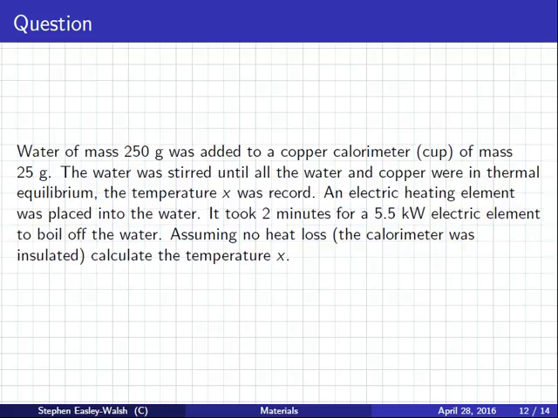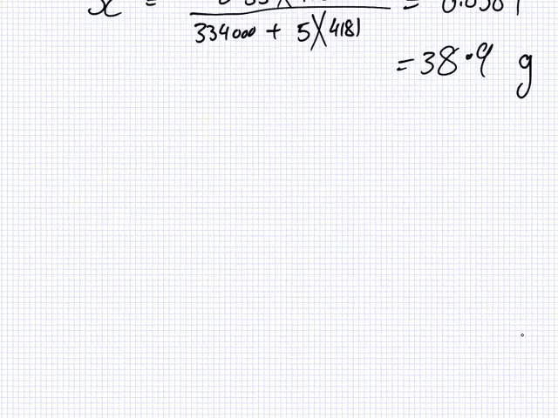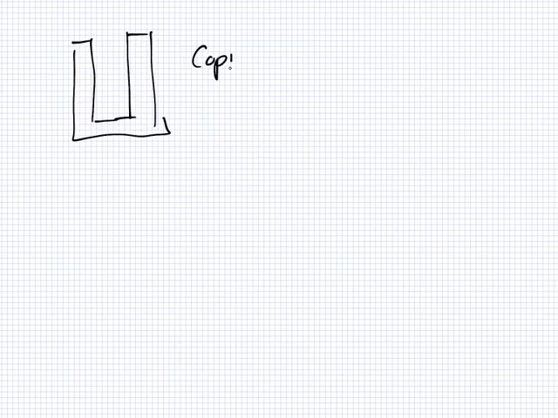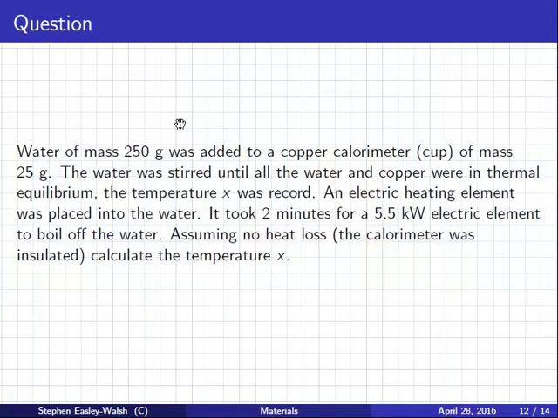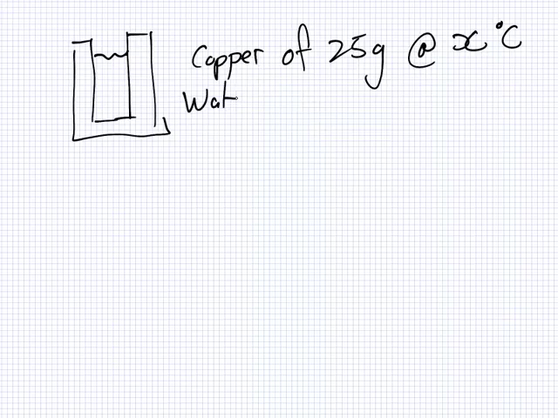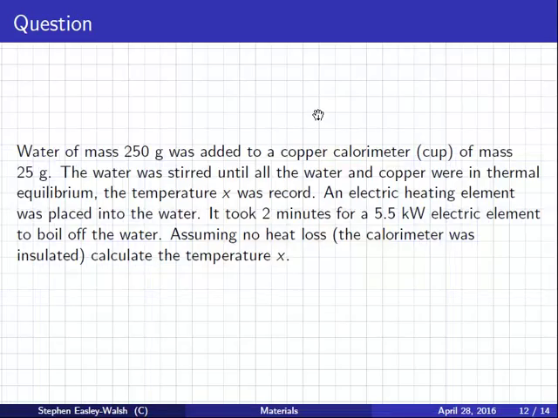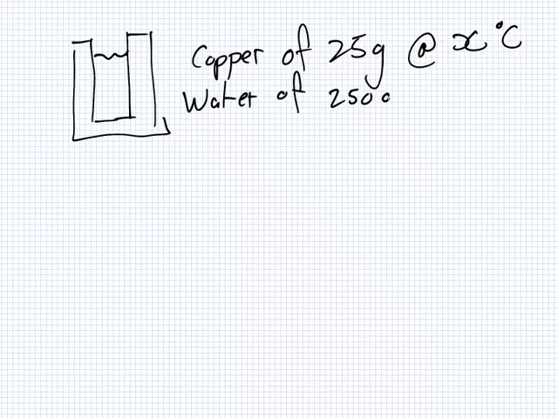Alright, so let me just draw this because there's a lot going on here. This question says you start with a copper cup. So this is copper of 25 grams at some temperature we don't know, X Celsius. And then in it you put some water. And it's water of 250 grams at some temperature we also don't know, X, the same temperature.